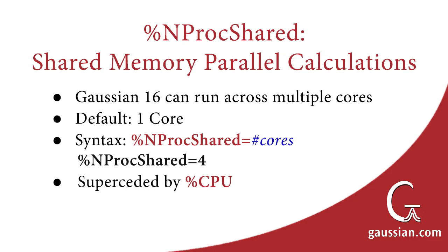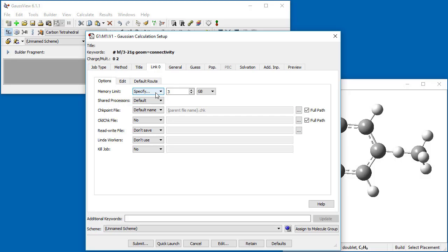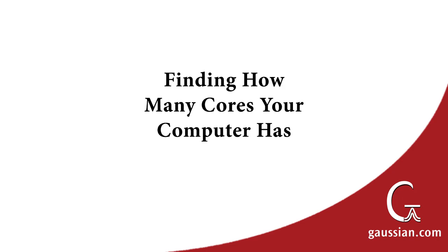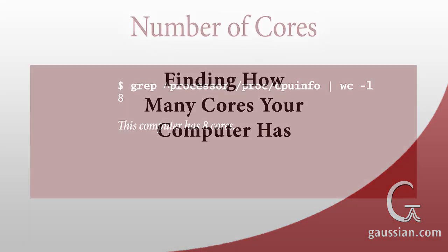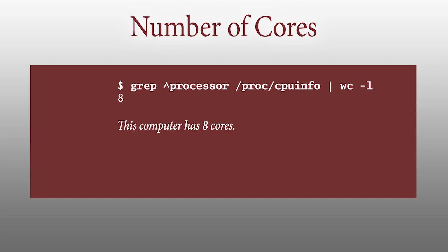The %nproc shared Link0 command specifies the number of processors, cores, to use for the calculation. The default is 1. The GaussView Link0 panel allows you to specify %nproc shared using the Shared Processors dropdown. Here, we allocate 8 cores for our calculation. Finding the number of cores present in your computer is also straightforward. We can list the cores in the system by searching the CPU info file in the /proc tree.